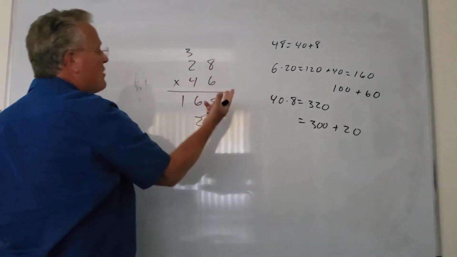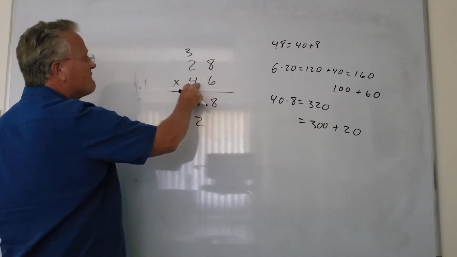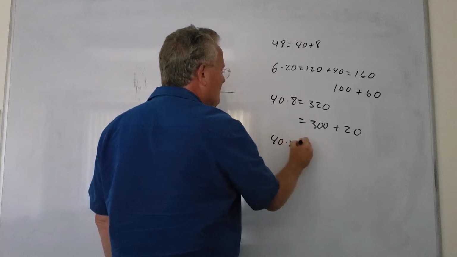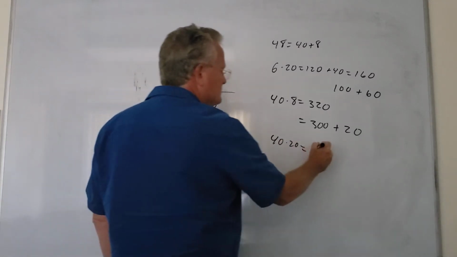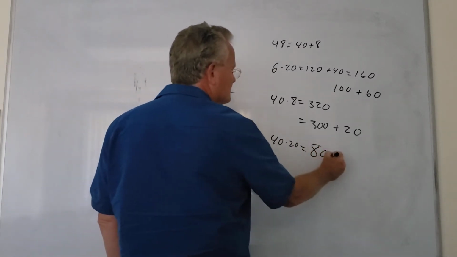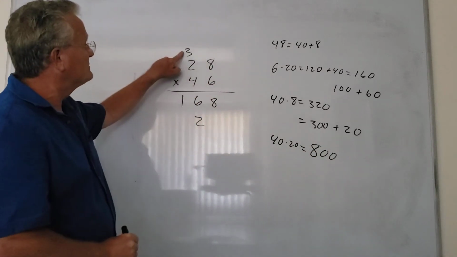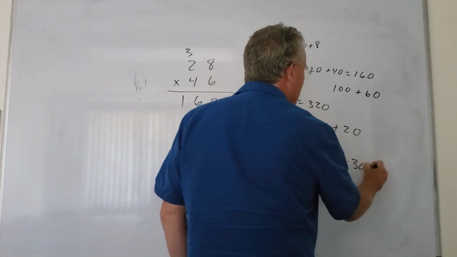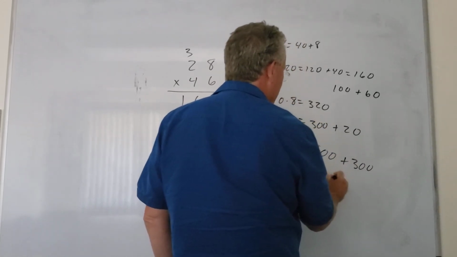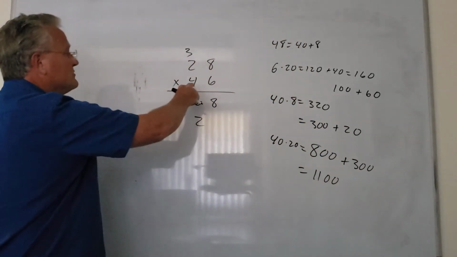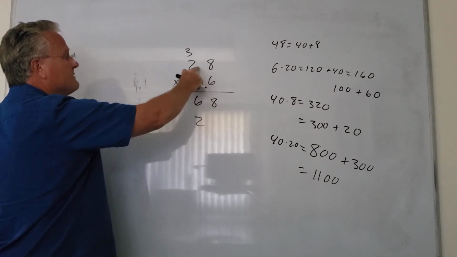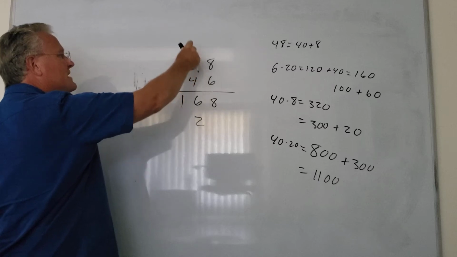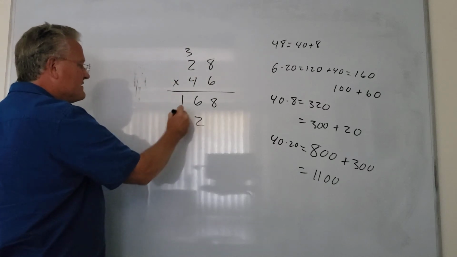That's 100. Now look at what we're doing here. 40 times 20 is what we're really doing. And 4 times 2 is 8, with the 2 zeros is 800. This is 300. 800 plus 300 is 1100. But usually what we do is we just go 40 times 20 is 800. Or 4 times 2 is 8 plus 3 is 11.